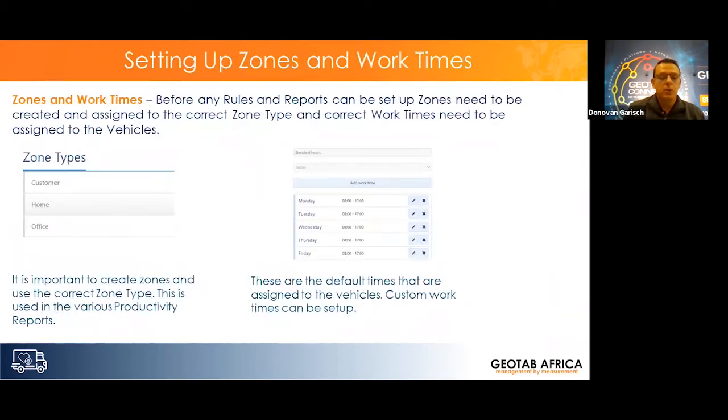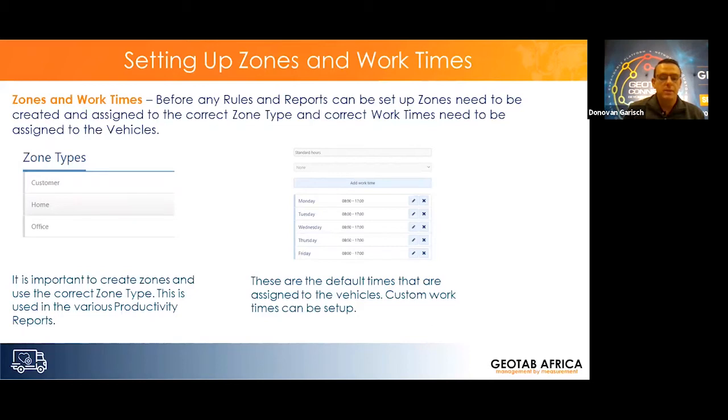In order to set up rules and reports, some groundwork needs to be done. Firstly, your customer zones, office zones, and home zones need to be captured. These are the system-defined zone types and are used in defaults in the reports measuring productivity. It's important this gets done accurately and is kept up to date so that the data in the reports is being accurately recorded. On any of the map screens, these zones can either be manually drawn in, or if you have a large database of customer zones, they can also be imported into the system.